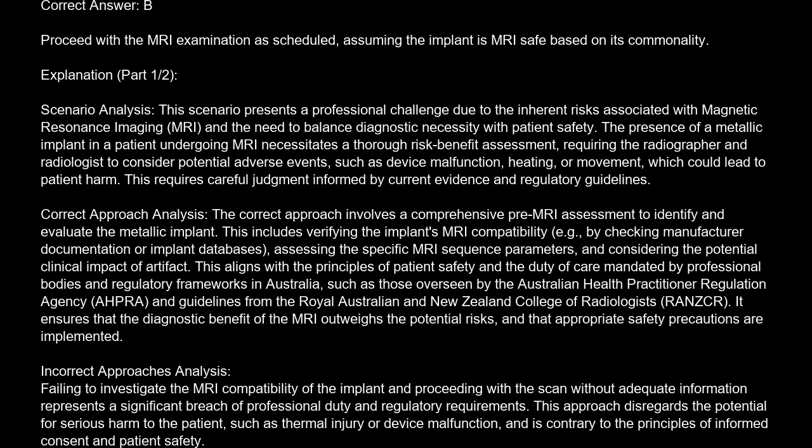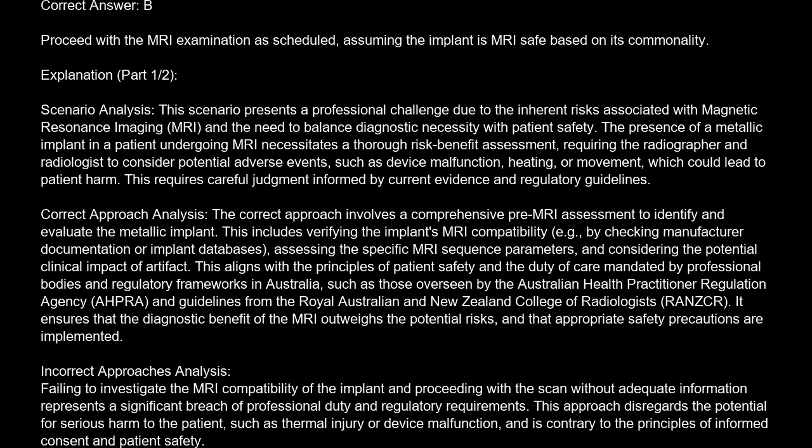The correct answer is B. Proceed with the MRI examination as scheduled, assuming the implant is MRI safe based on its commonality. Explanation: scenario analysis. This scenario presents a professional challenge due to the inherent risks associated with magnetic resonance imaging, MRI, and the need to balance diagnostic necessity with patient safety.